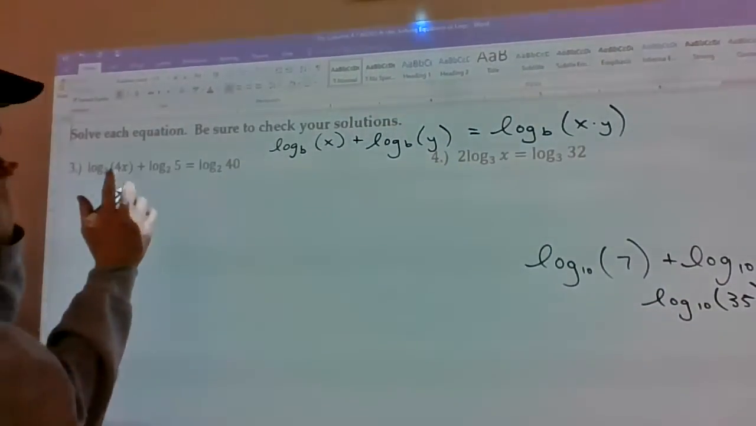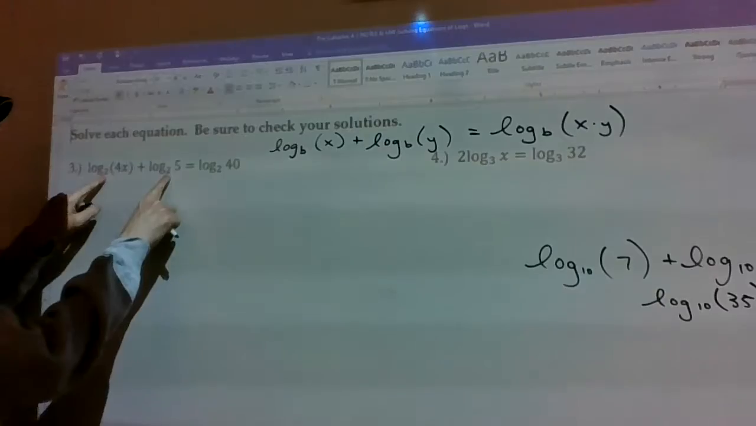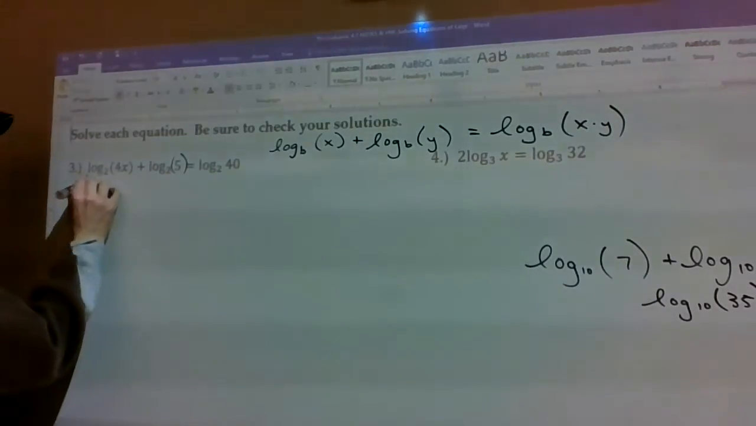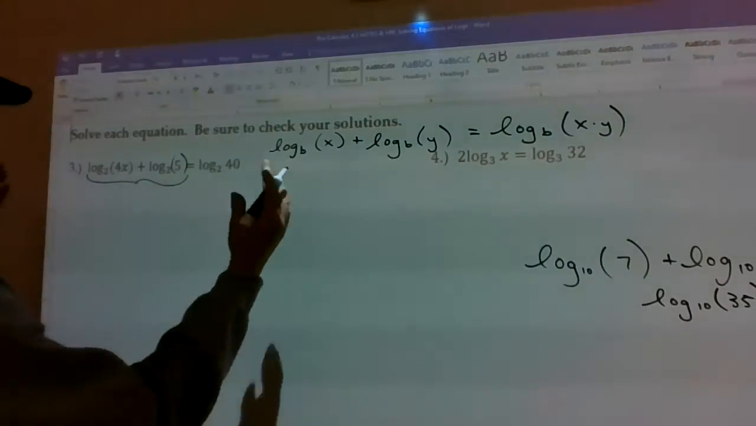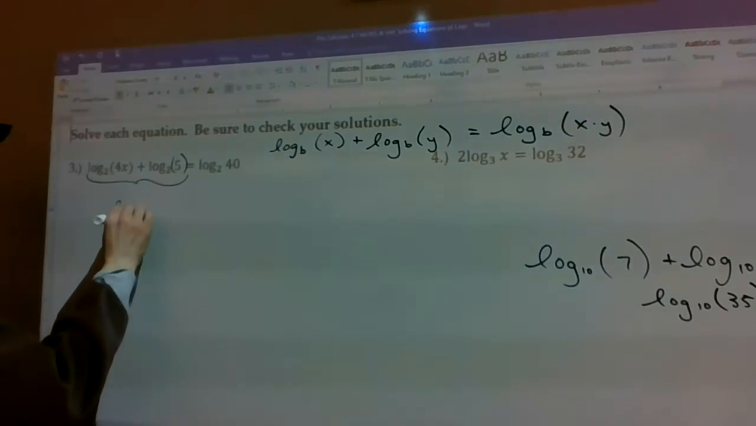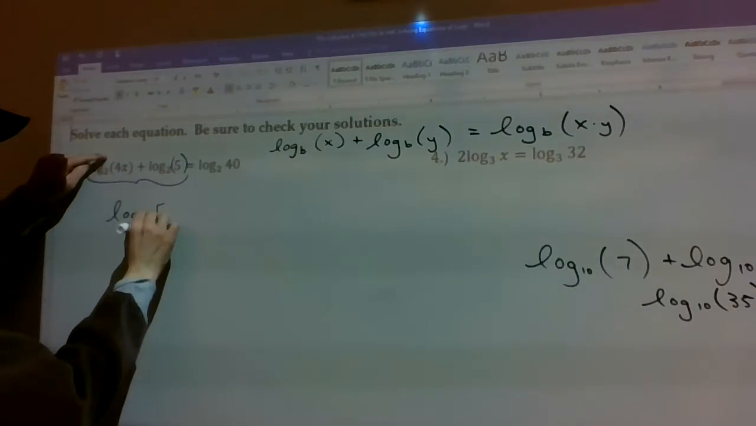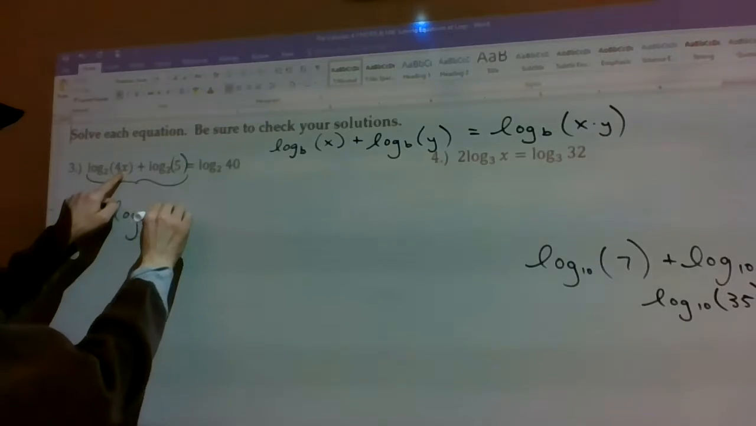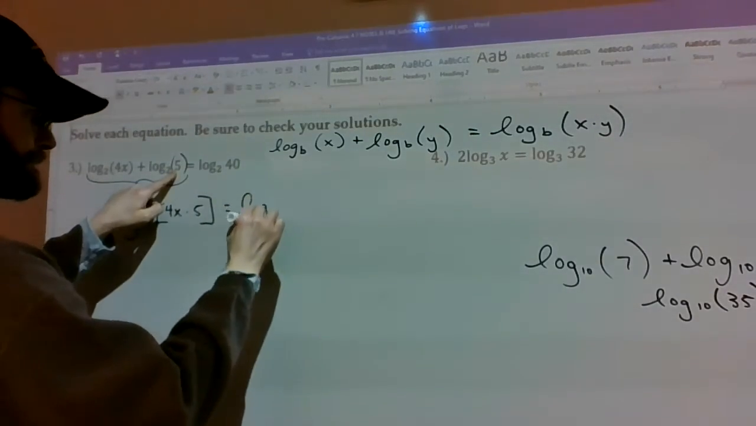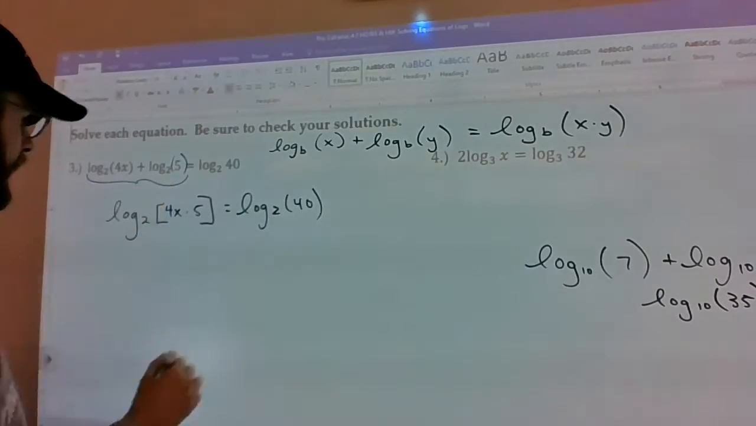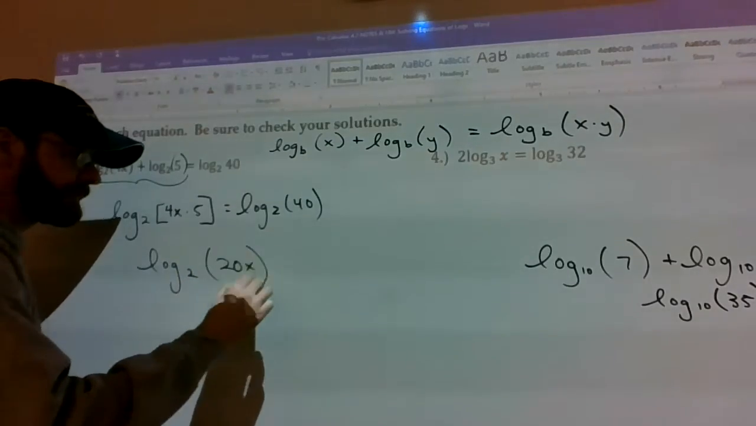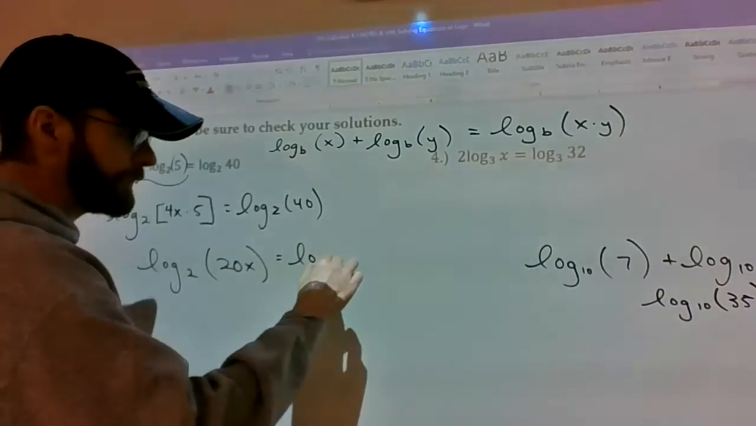Okay, so if we find ourselves in a situation like number 3, where I've got log base 2 twice on the left-hand side of the equation I'm trying to solve, let's compress it to one logarithm, and then you multiply the contents inside. So 4x times 5. This is now log base 2 of 20x, and that equals log base 2 of 40.